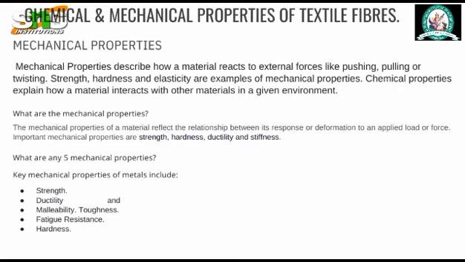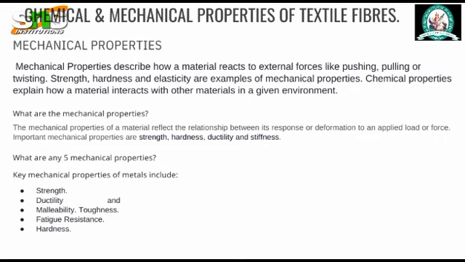Mechanical properties. Mechanical properties describe how a material reacts to external forces like pushing, pulling or twisting. Strength, hardness and elasticity are examples of mechanical properties. Chemical properties explain how a material interacts with other materials in a given environment. What are the mechanical properties?